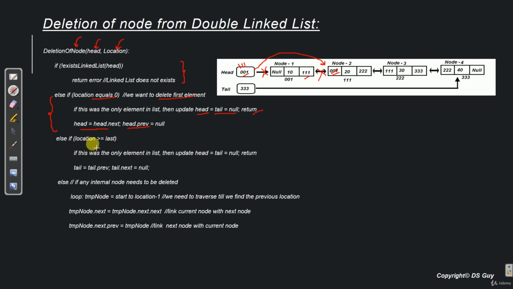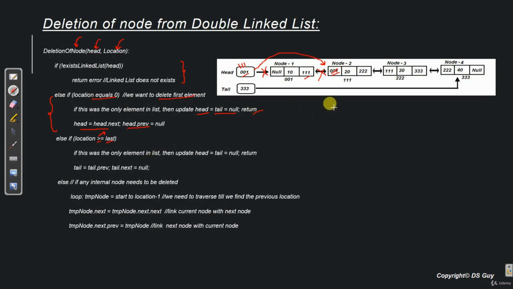Now let's say the location is last or greater than last. So if we want to delete the last node, what has to be done? Now before going into that, you would have noticed here that we are using the greater than symbol. Now what is the reason for that? We are assuming that in case the user gives a location which is bigger than the last node, in that case we will delete the last node.